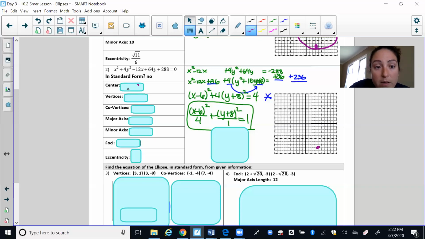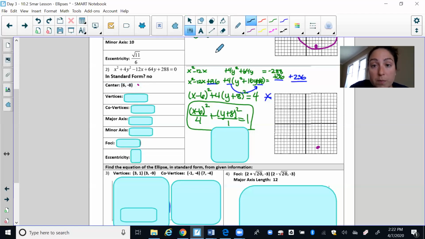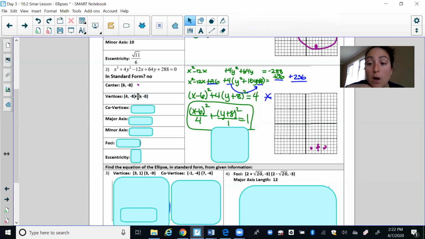And our vertices are going to move right, left 2, because the square root of 4 is 2. So right 2, left 2. And our co-vertices are going to be up 1, down 1, because square root of 1 is 1.